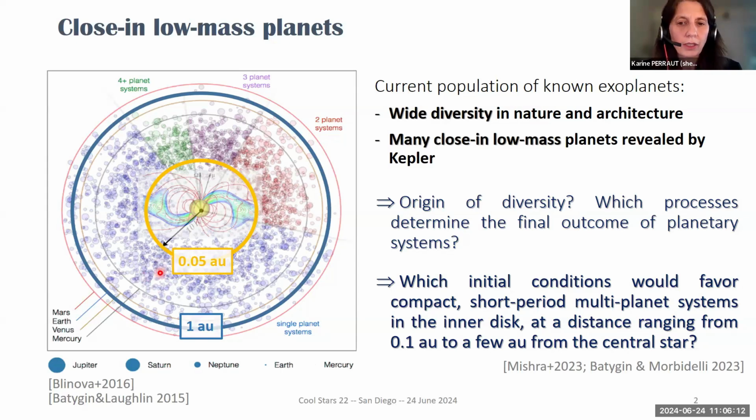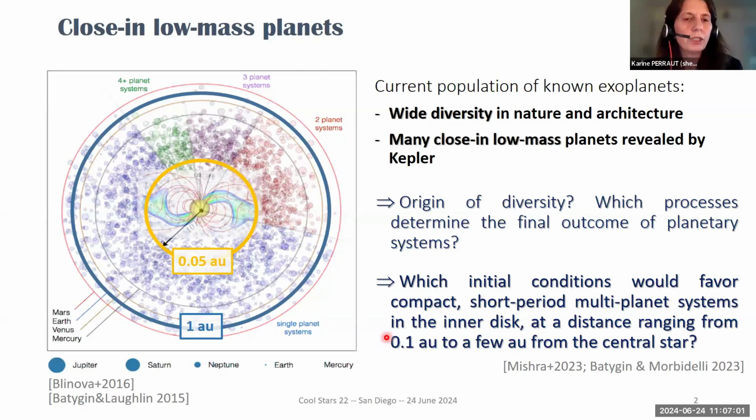And so to understand this diversity, and which processes determine the final outcome of a planetary system, we need to probe such kinds of scales. And again, to set the scale, I have superimposed here the sketch of the magnetospheric accretion scenario, where the inner disk is truncated by the magnetic field of the star, with magnetic field lines depicted here in red, and where the matter is funneled onto the star. So we need to probe such scales to understand which initial conditions would favor such close-in planets.